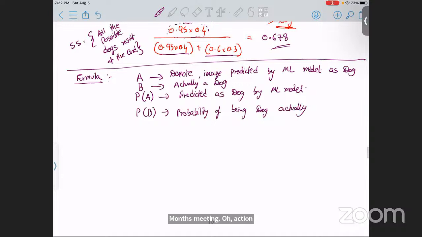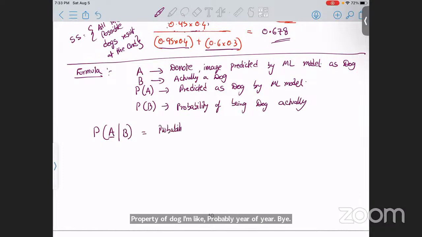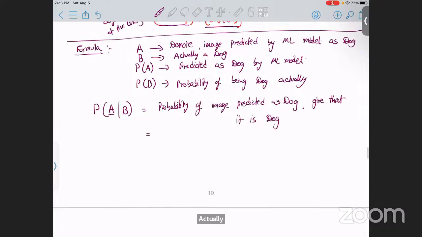So now they clearly gave that, listen to this carefully, probability of A given B means probability of image predicted as dog given that it is actually a dog. Agree? So what is the value? 0.95.